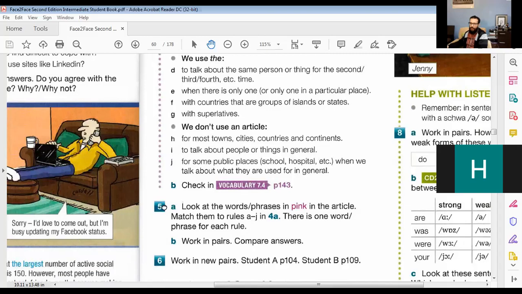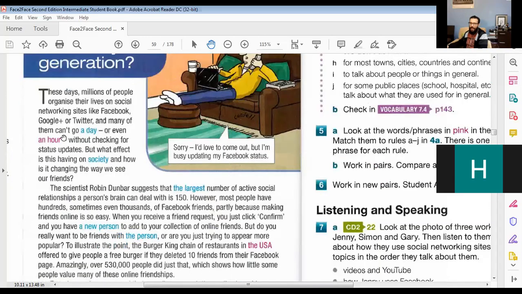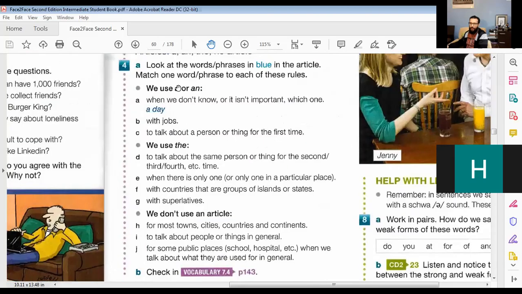So this means, let's start with the first pink word we have, an hour. So it's clear that an hour is from rule number 1, the first one. So this means either A, or B, or C. What do you think? A, I think. That's right. Exactly, you're right. So in this way, we're using an hour to mean something, whether we don't know or it isn't important which one. Any hour. Doesn't matter. Okay.